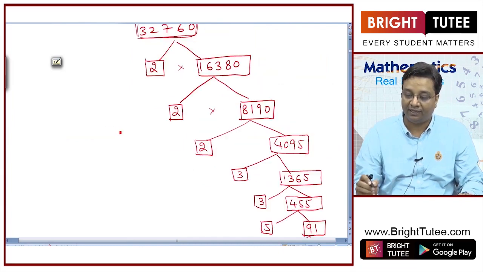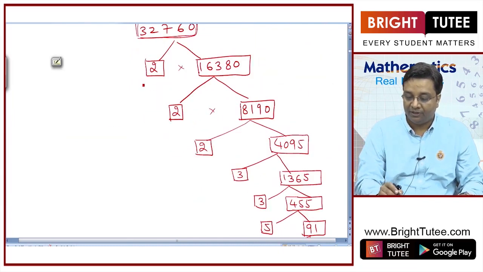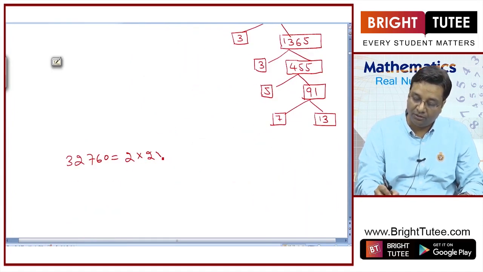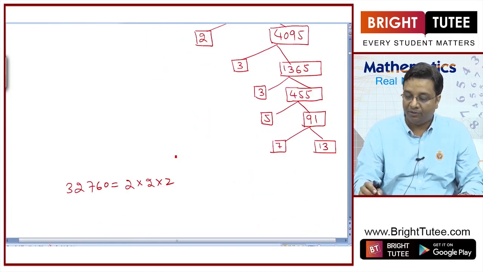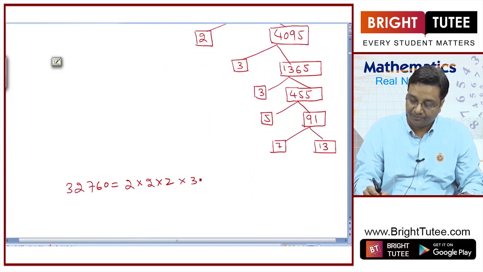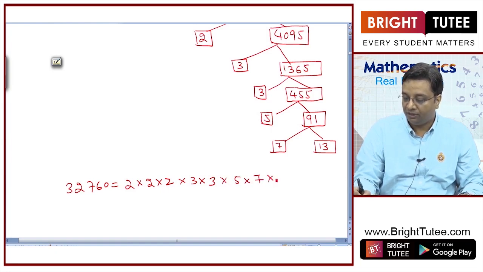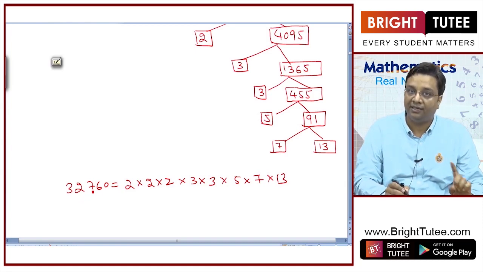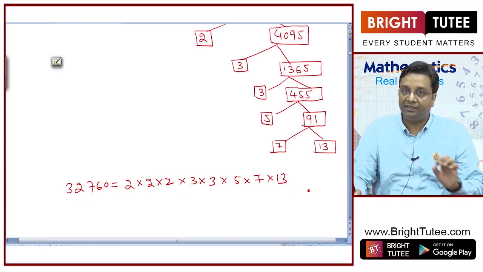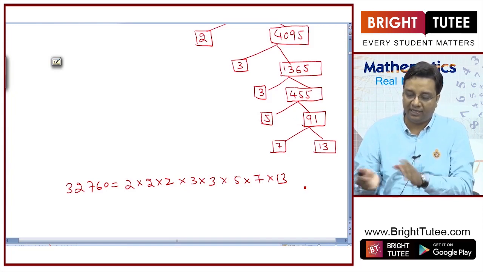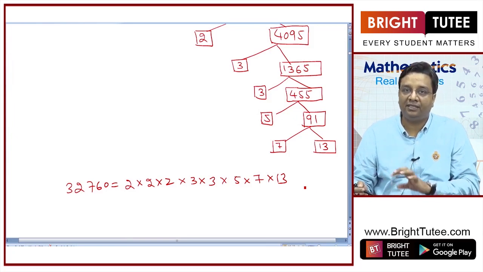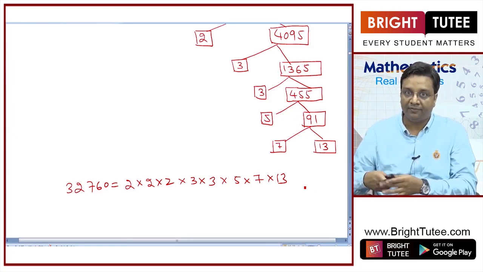32760 can be prime factorized into factors 2 into 2, how many times? 3 times. 2 into 2 into 2, and how many 3s? 3 into 3. Then 5 into 7 into 13. So this is the prime factorization of this number 32,760, and this prime factorization is unique apart from the order. You can write 13 before 7 or 5 before 3, right? It won't make a change in this product, right?